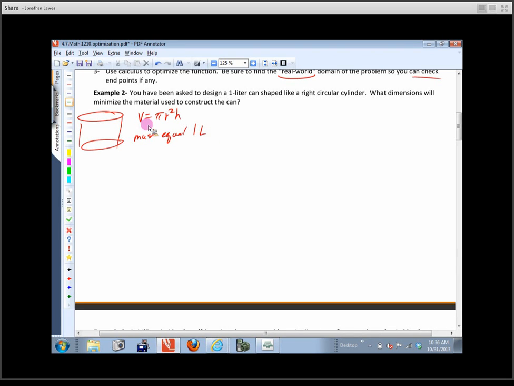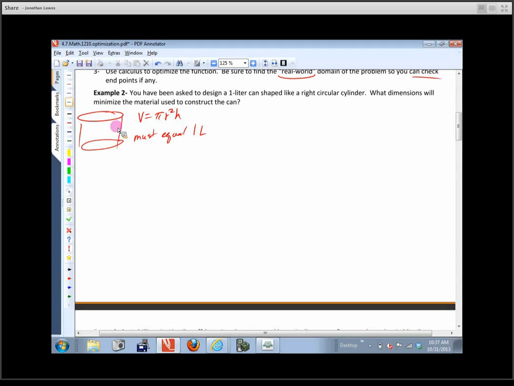Let's see, at this point, let's think about this for a second. Are we trying to maximize the volume? No. Minimize the volume? We're trying to minimize the amount of material used. So I don't even have the right function on here to work with this to minimize something. I'm trying to minimize the material, so let's think about how we'd figure out what the material is here. How much material does it take to make a can, or how do you figure out the material used to make a can?